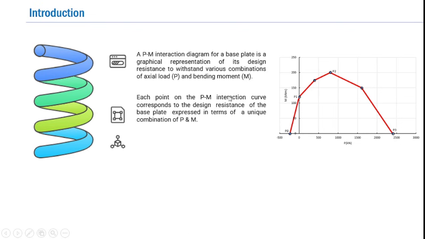So each point on the PM interaction curve corresponds to the design resistance of the base plate expressed in terms of a unique combination of P and M. For example, looking onto this interaction curve, let us discuss the two extreme points. The point on the left side on the x-axis represents a pure tension case, whereas the point on the right side on the x-axis represents a pure compression case, and all other points are associated with a P with some amount of bending moment M.